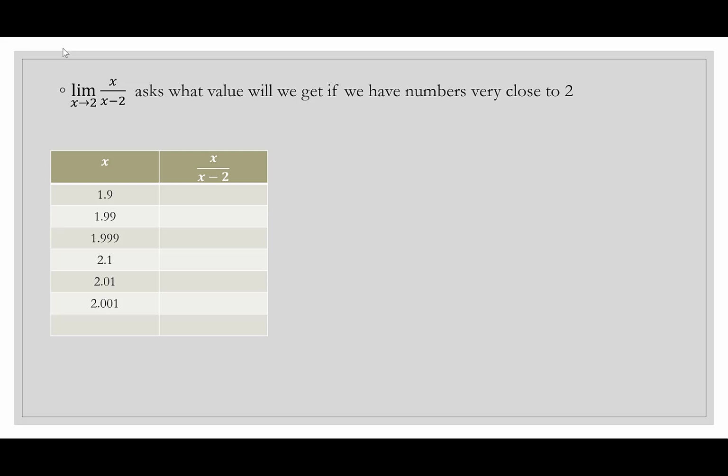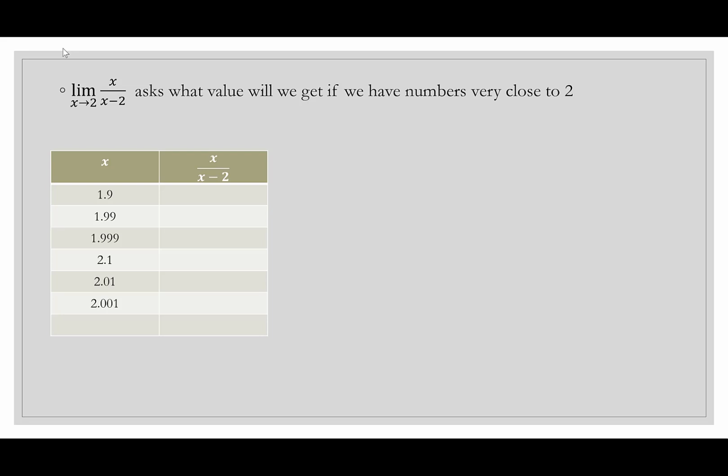Let's try another one. Here I have the limit as x goes to 2 of x over x minus 2. And again, we see that we can't plug in 2. I would have 2 minus 2, which is 0. Can't have 0 in the denominator, so we're going to pick some numbers close to 2. It's kind of similar to the last one. I have 1.9, 1.99, 1.999, 2.1, 2.01, and 2.001.